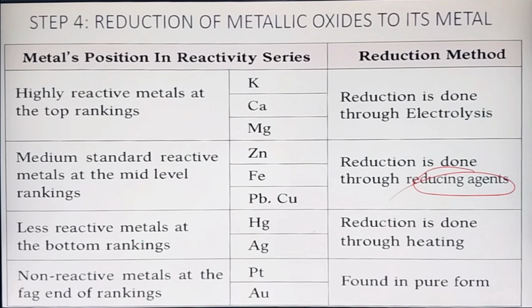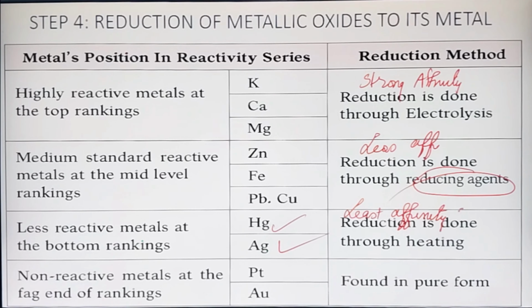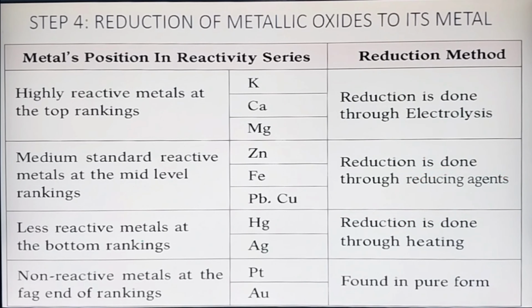Whereas mercury oxide and silver oxide do not have any affinity, or I can say they have the least affinity with oxygen. Am I clear? Just follow the reactivity series, children. The first five metals have a strong affinity. They have a strong love with oxygen. When I come to the middle metals, they have a little less affinity. Whereas mercury and silver have the least affinity with oxygen. So the moment you ask them to leave, they are ready to leave.